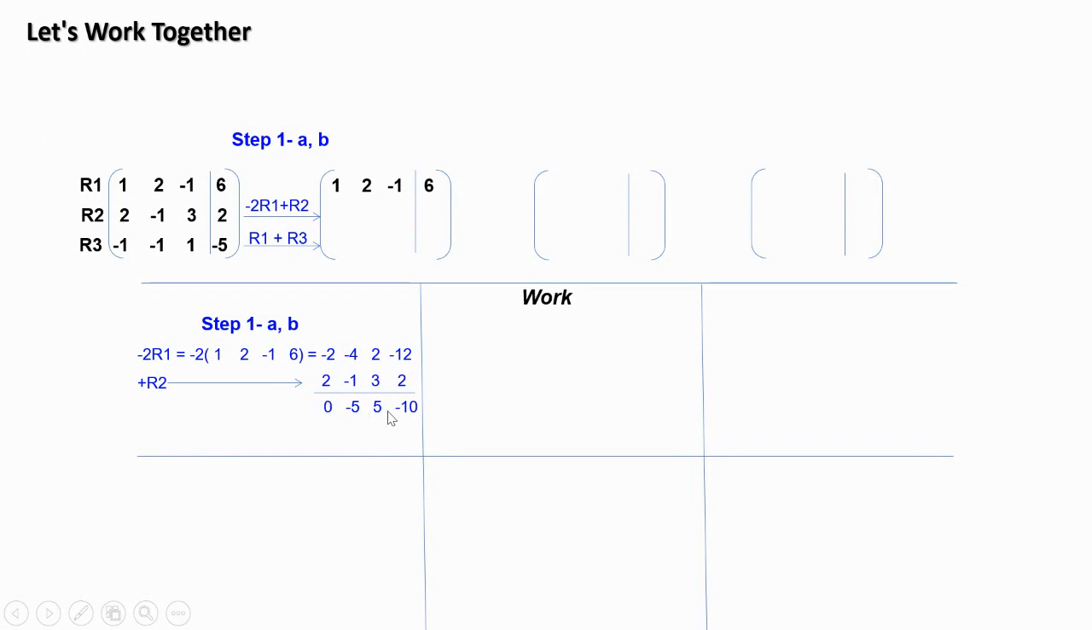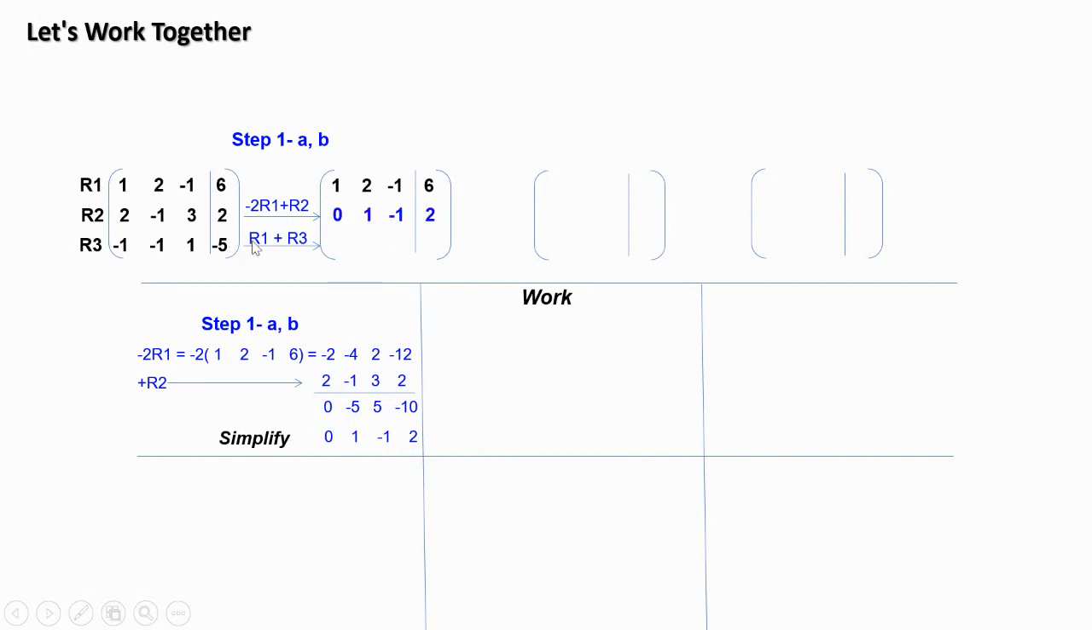Because if you don't simplify it, it's going to be harder. It's going to be a lot more work if you don't simplify it. So since I want this to be a 1, I'm going to divide everything by -5. So 0 divided by -5 is 0. -5 divided by -5 is 1. 5 divided by -5 is -1. And -10 divided by -5 is +2. So that's my new row 2.